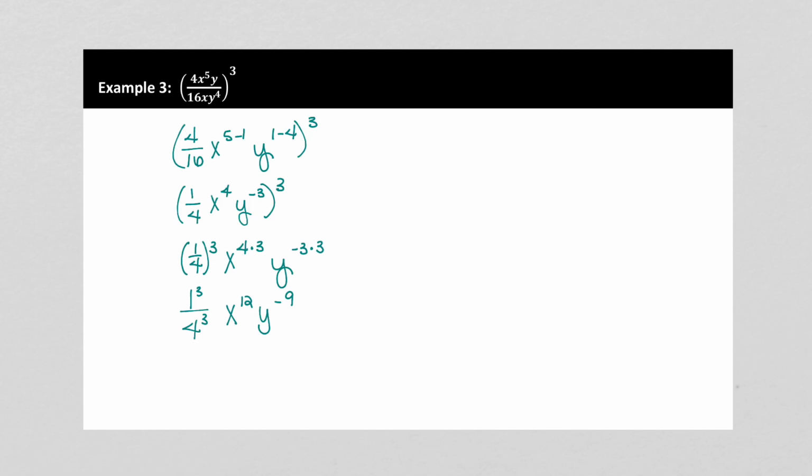So on the top, 1 cubed is just 1. On the bottom, we have 4 cubed, which is 64. On the top, x to the 12th stays, and y to the negative 9th, since it's negative, comes to the bottom and becomes a positive exponent. So we have x to the 12th over 64, y to the 9th.